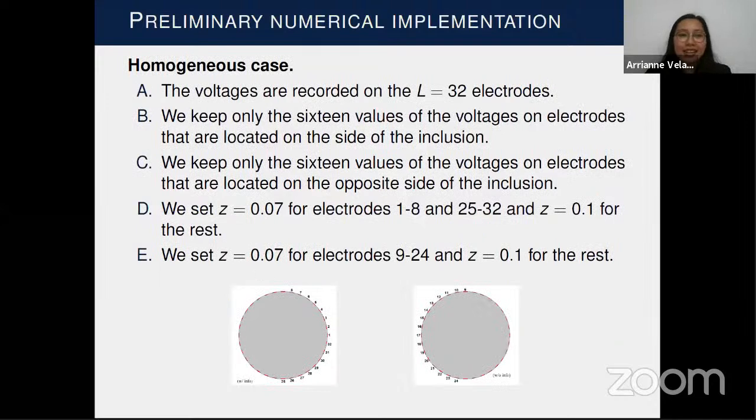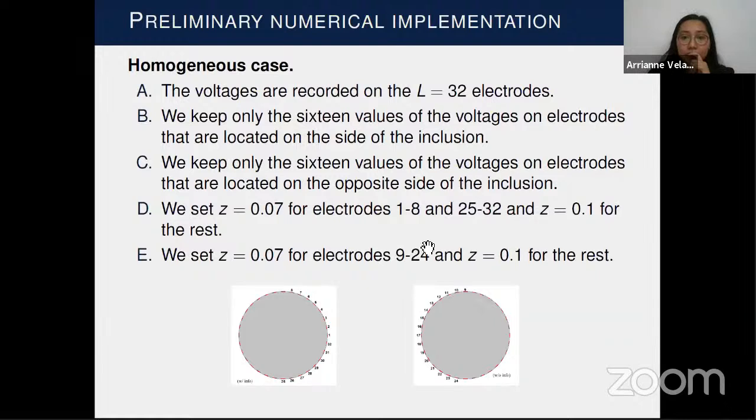We consider three setups to confirm our observations from the numerical sensitivity. So in setup A, we use all the voltage measurements on all the electrodes. In setup B, we only use 16 voltage measurements, and these are located on the electrodes on the side of the inclusion. So this part here. Since the inclusion is on this part, we are assuming that these electrodes contain the most information needed for the inversion.